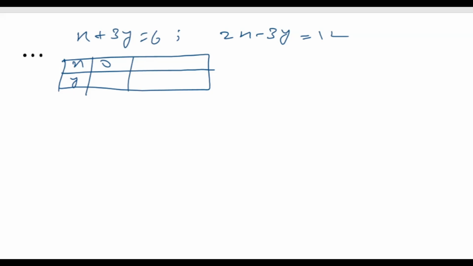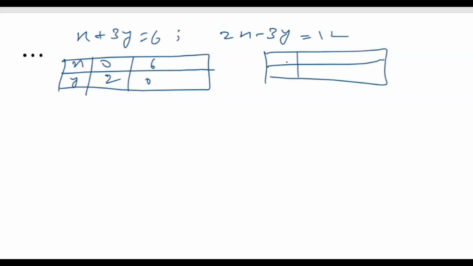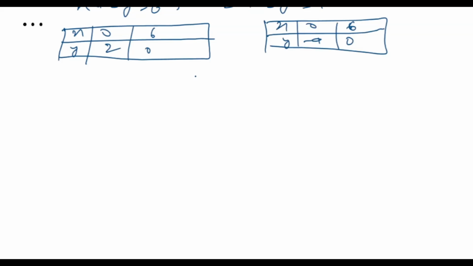y is equals to 6. Put x is 0 and y will be 2. If the value of y is 0, then x will be 6. So same here, box method. X is 0, y will be minus 4, y is 0, x will be 6. So we can draw a graph.